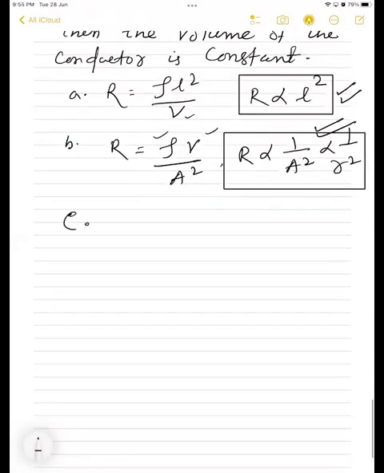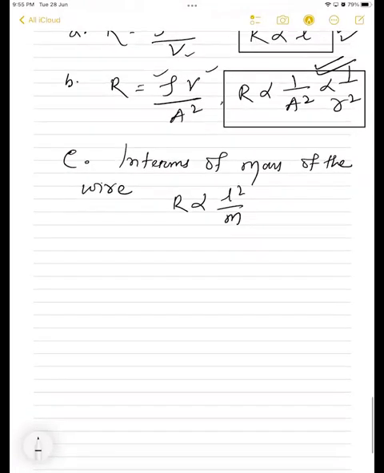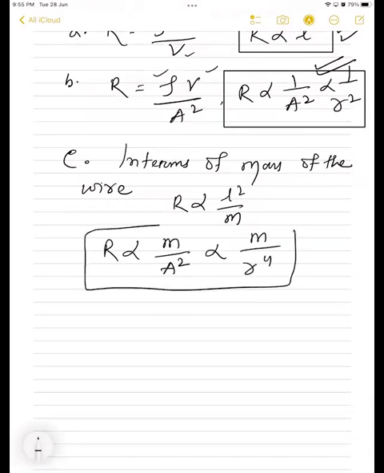Sometimes in terms of mass of the wire, R proportional to L square by M. Are you getting it, student? That means you can write R proportional to M by S square, or that is also M by R to the power 4. These things will be utilized in the numericals that I'm going to give in the test and in the assignment too, right?